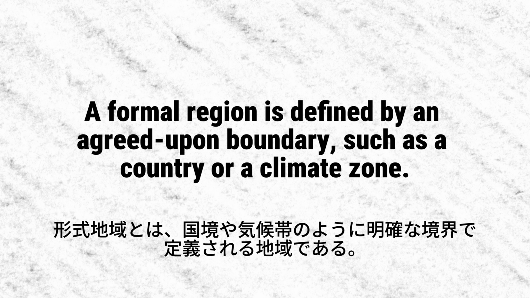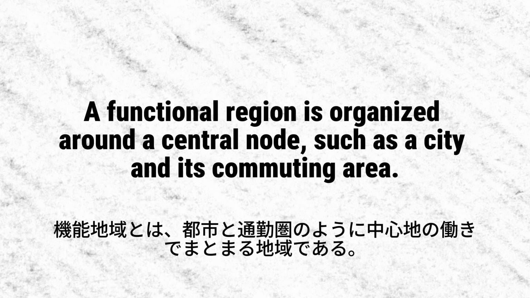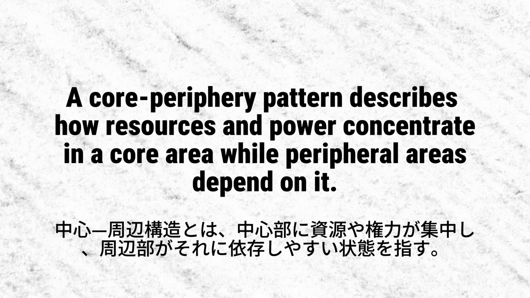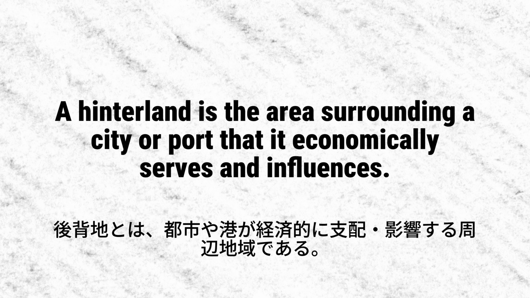A formal region is defined by an agreed-upon boundary, such as a country or a climate zone. A functional region is organized around a central node, such as a city and its commuting area. A vernacular region is defined by people's perceptions and cultural identity rather than official borders. A core-periphery pattern describes how resources and power concentrate in a core area while peripheral areas depend on it.